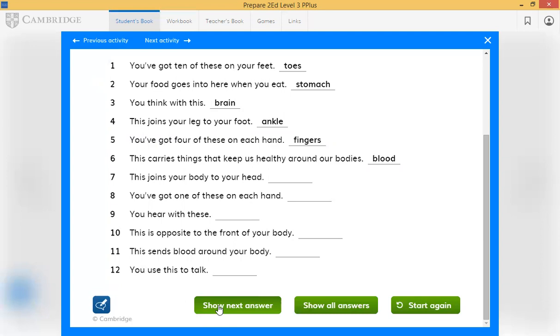7. This joins your body to your head. Neck. 8. You got one of these in each hand. Only one of these in each hand. Thumb. You hear with this. You listen to music with this. Ears.